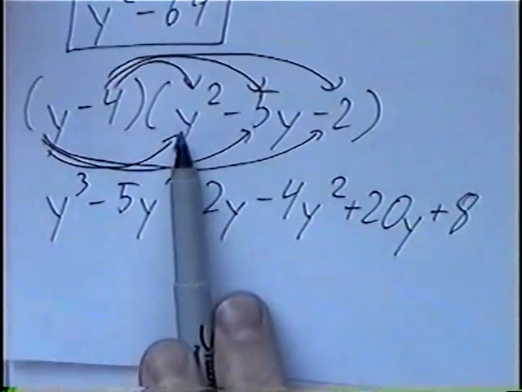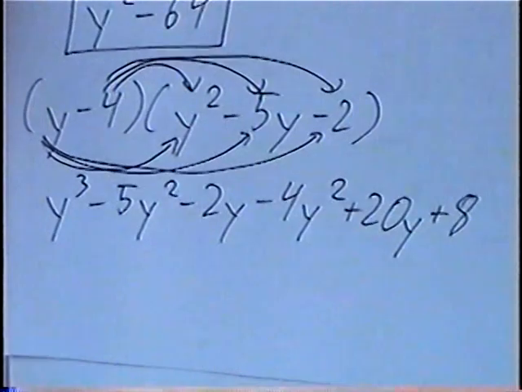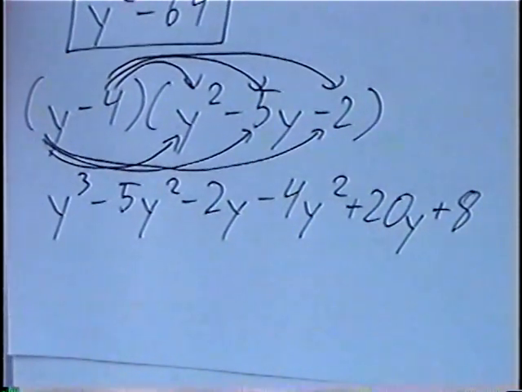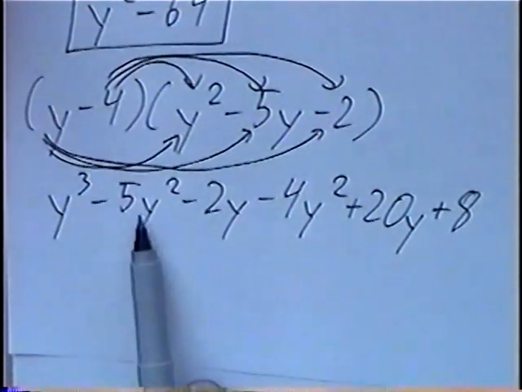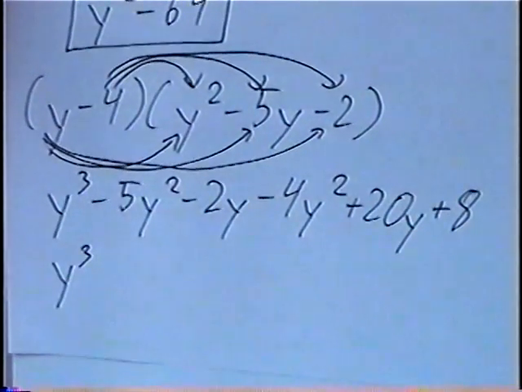And again, multiplying a trinomial with 3 terms, we'll have 6 terms after we multiply. Y times each of the 3, and negative 4 times each of the 3. Final step, we want to combine like terms. Keeping this in standard form, we'll do the highest exponents first. Y to the third power. There is no other y to the third power, so that will stay the same.